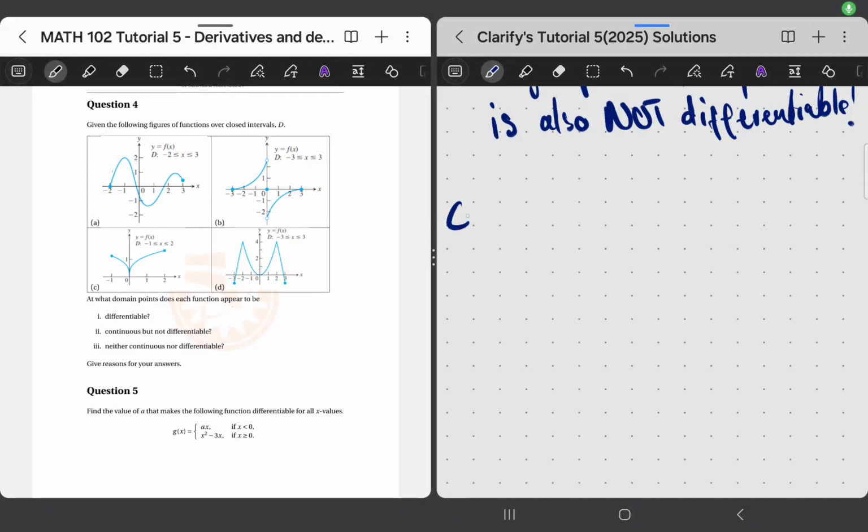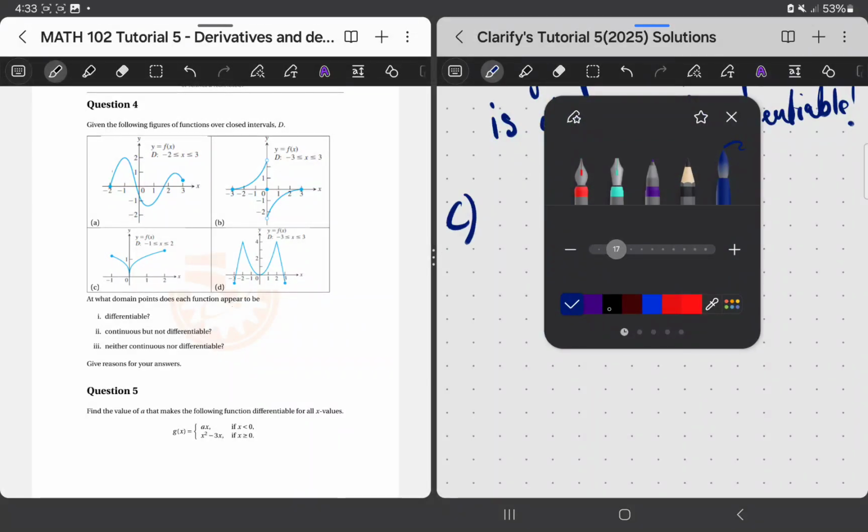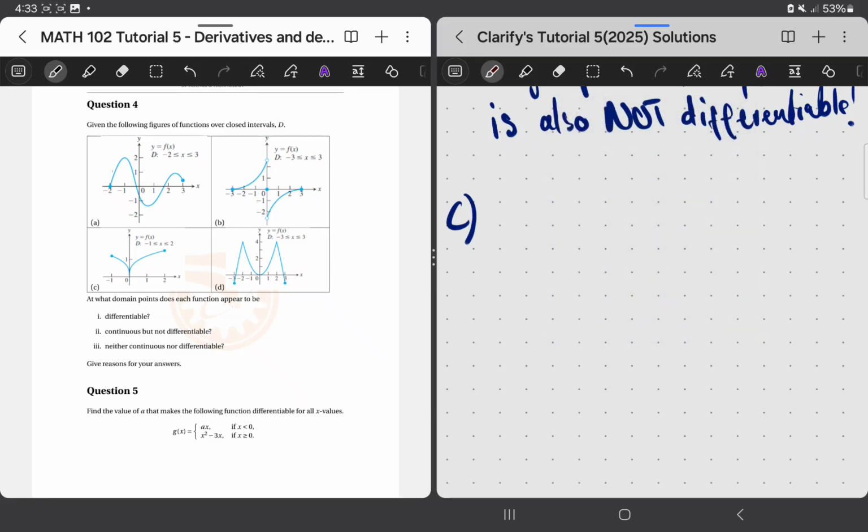Doing part C. Let's see how it goes. This is nice. At what domains does C appear to be differentiable? Every part excluding this zero, okay?